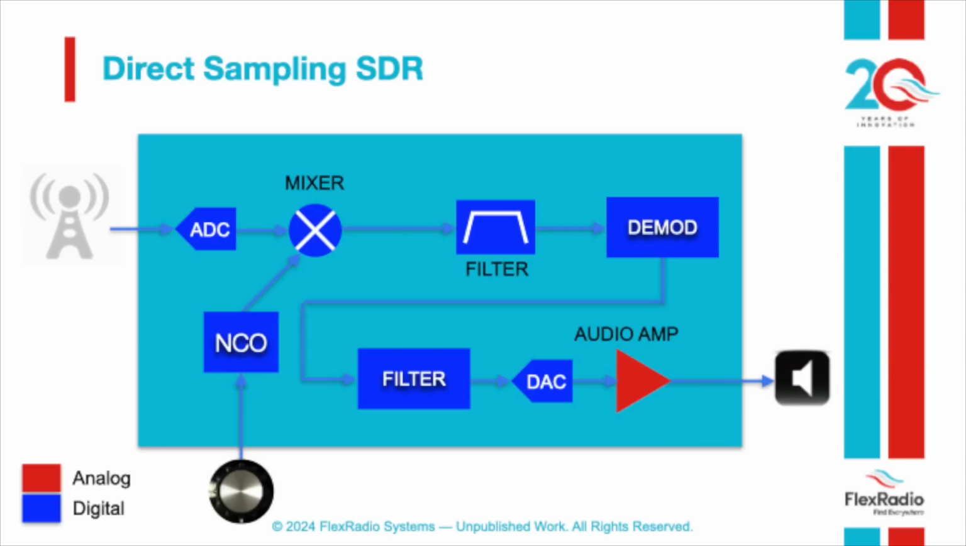So what is direct sampling? In a direct sampling radio, we take the analog to digital converter and put it essentially right on the antenna. Now you might have some band-based filtering in front of that, but essentially you suck in all of the RF that the antenna can provide, and then you do all of your mixing down to an IF frequency, your filtering, and even your local oscillator becomes what's called an NCO, or numerically controlled oscillator, all done inside digital signal processing circuits.